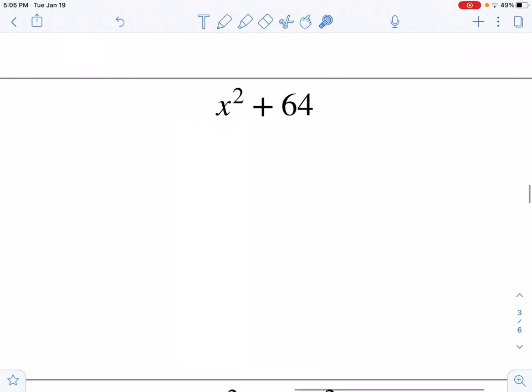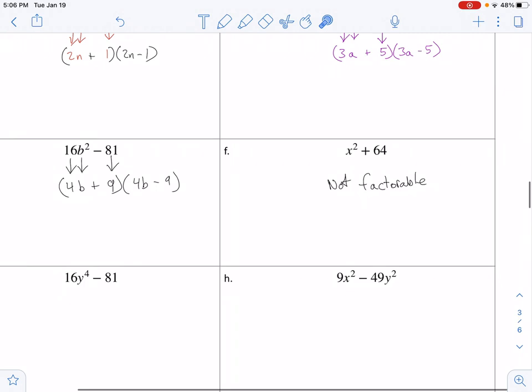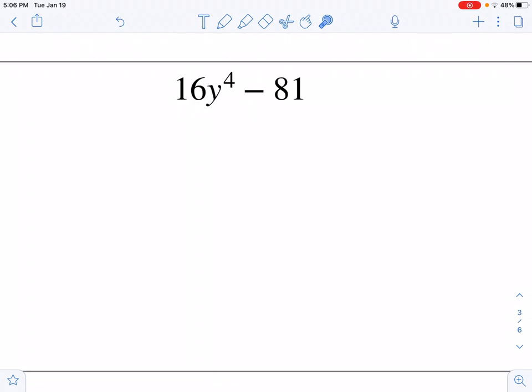Okay. Is there a greatest common factor? No. Are they both perfect squares? Yes. Are they subtracting? No. This is not factorable. Or it's actually in simplest form. I don't know actually what I write as the answer here. We can't break this down. It's not factorable because of this plus. There's no two groups that multiplied to make that. That's just in simplest form. That's the answer. All right.